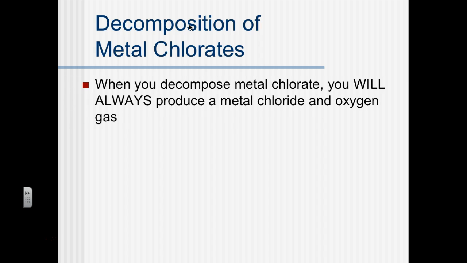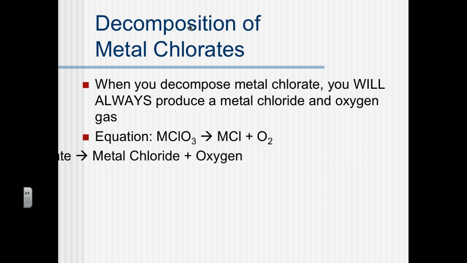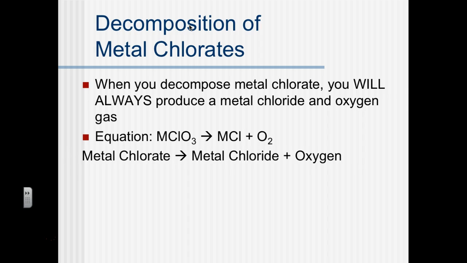Couple more. Ooh, chlorates. All right. This is one of my favorites. In fact, we're going to do this in a lab very soon. When you decompose a metal chlorate, you always make the metal chloride and oxygen gas. So again, it's MClO3, because ClO3 is chlorate. The M is any metal I give you. It yields MCl, which is the metal chloride. Again, the metal is whatever metal I give you, plus oxygen, which is diatomic, hence O2.